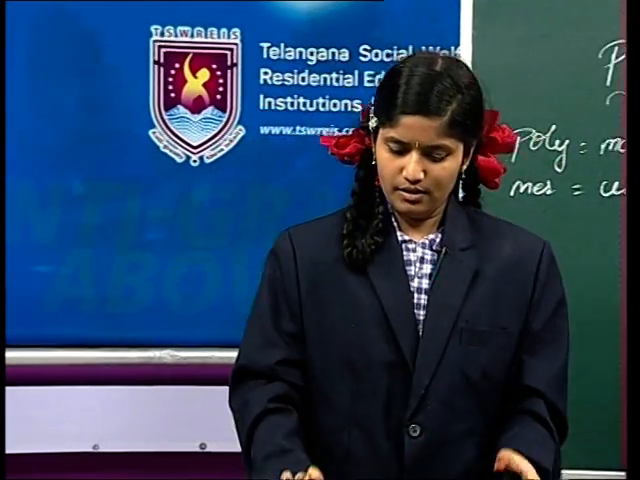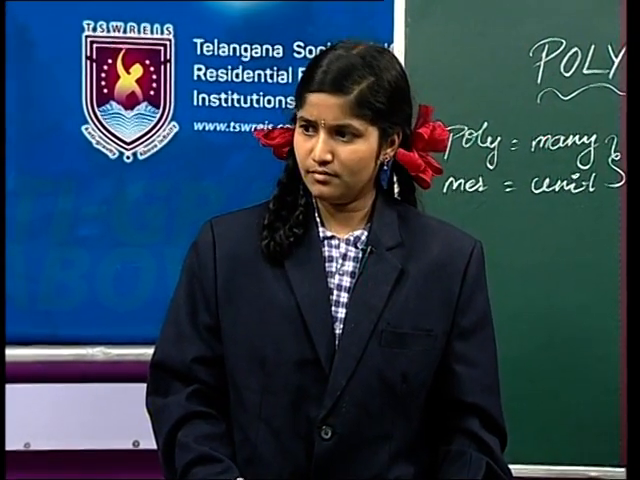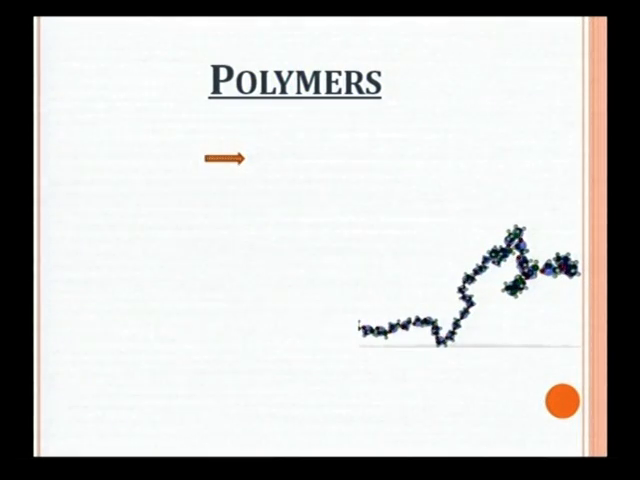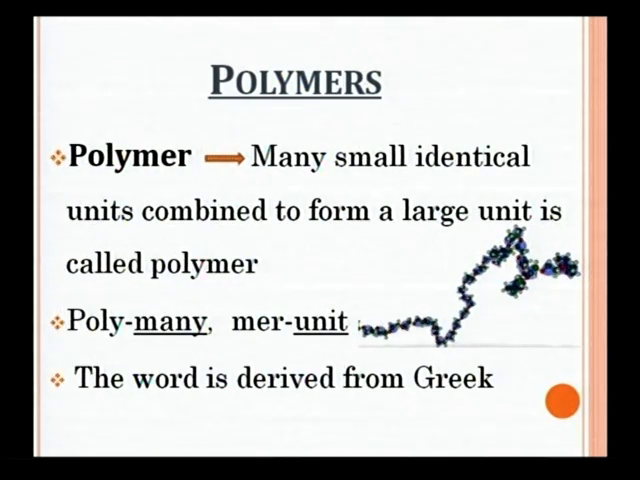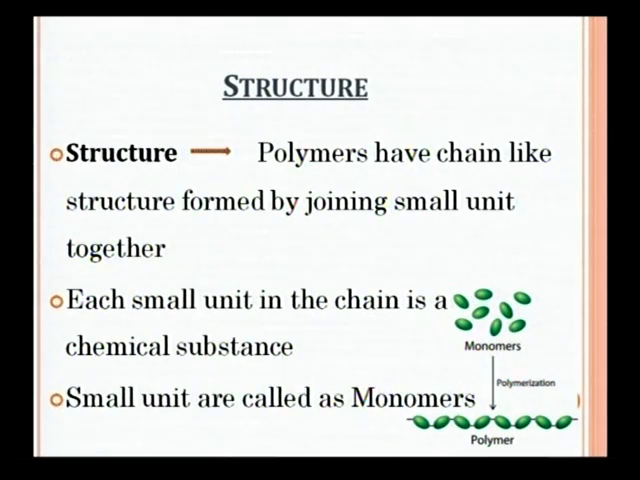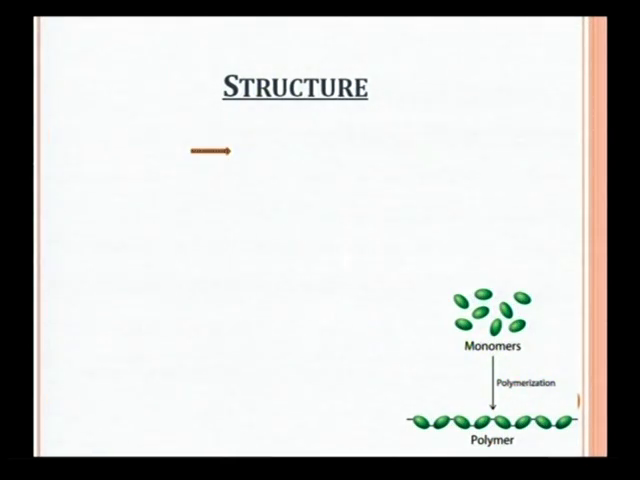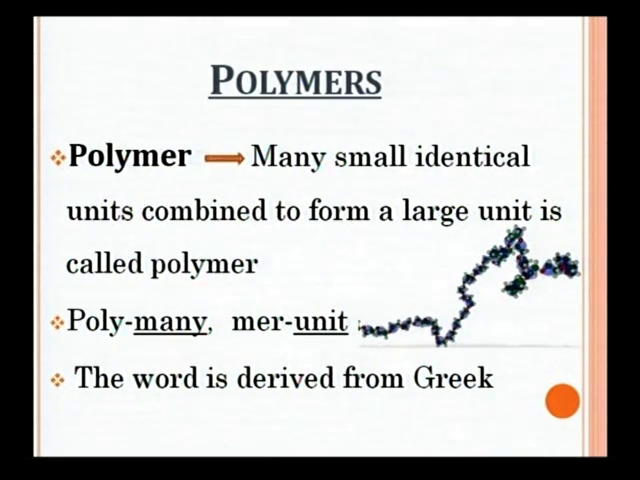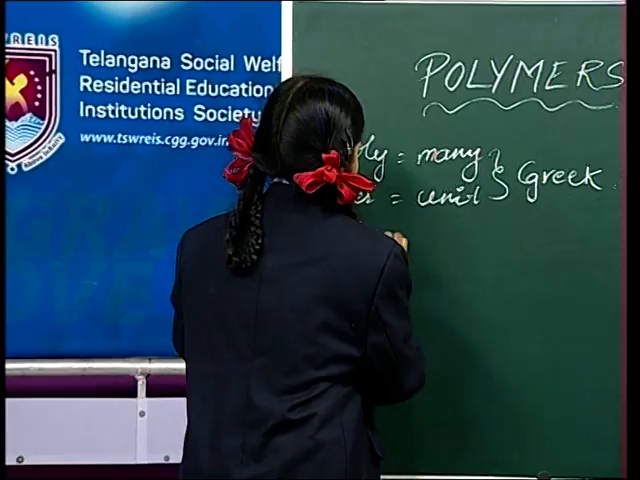Okay friends, see on your slide. Polymers: many small identical units combined to form a large unit are called polymers. Poly means many, mer means unit, and the word is derived from Greek. So next one is the structure of a polymer.